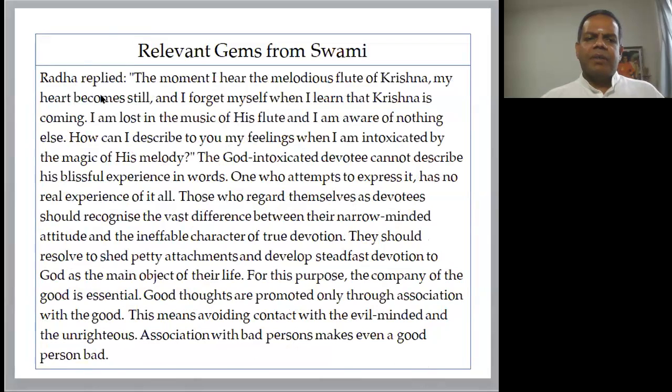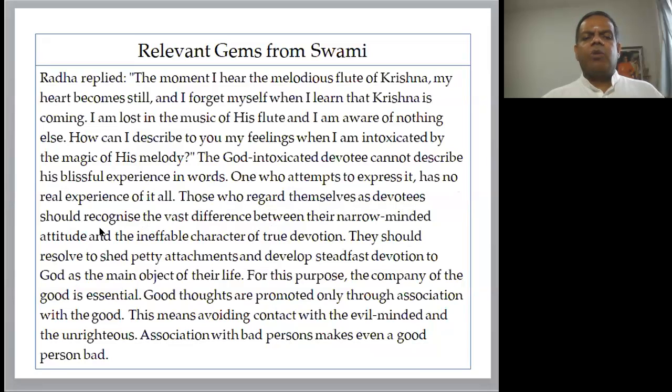Radha replied, "The moment I hear the melodious flute of Krishna, my heart becomes still, and I forget myself when I learn that Krishna is coming. I am lost in the music of his flute, and I am aware of nothing else. How can I describe to you my feelings when I am intoxicated by the magic of his melody?" The God-intoxicated devotee cannot describe his blissful experience in words. One who attempts to express it has no real experience of it at all.